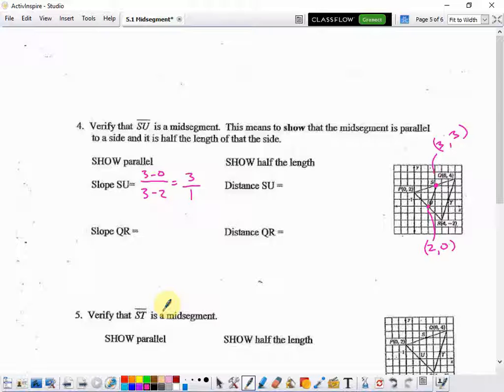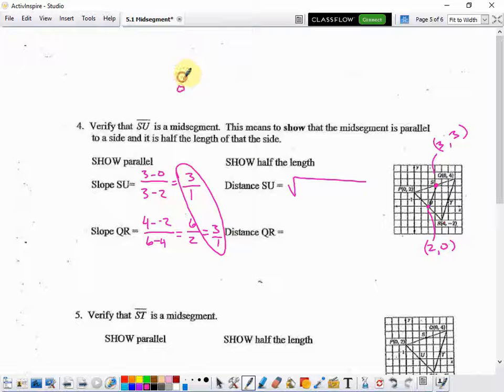Now let's find the slope of QR. 4 minus negative 2 is the difference in the y's. The x's is 6 minus 4. 4 minus negative 2, that's 4 plus 2, 6. 6 minus 4 is 2. 6 divided by 2 is 3, so that's 3 over 1. Same slope. So it is definitely parallel. Now we have to show that SU is half the length of QR. So we're going to use the distance formula.